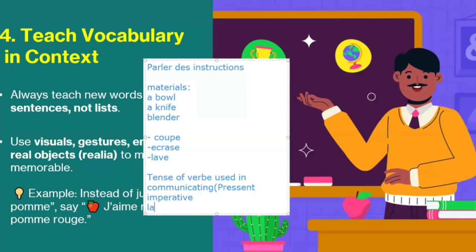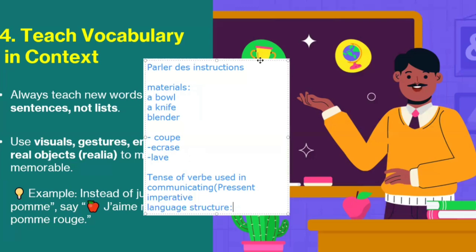Now, there is something I want to teach you here. Supposing you want to teach about fruits. You cannot give them a list of fruits. Instead of just writing apple, which is pomme, you can make a sentence by saying j'aime la pomme. Okay, you can say something like j'aime plus fruit, right? This will help them to know when you say j'aime, which is I like, the next thing to say is the fruit. So the students will learn how to say j'aime la pomme.